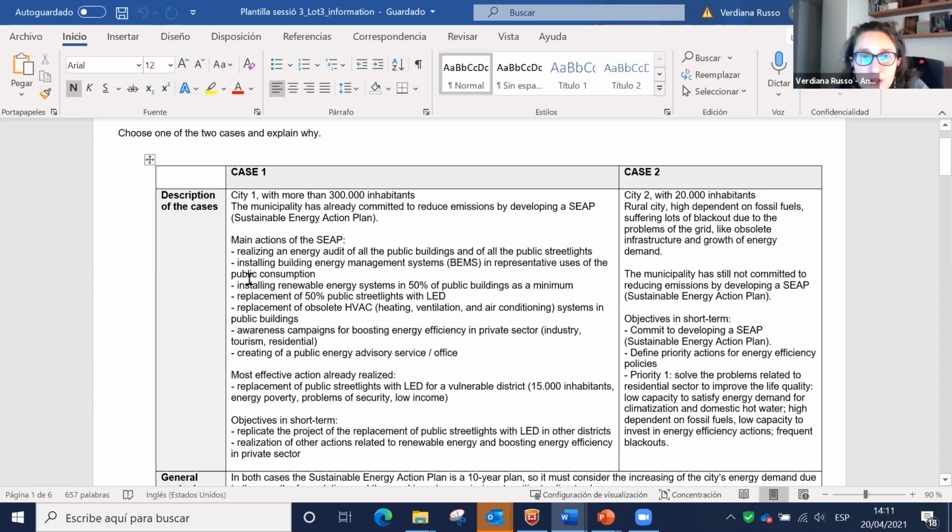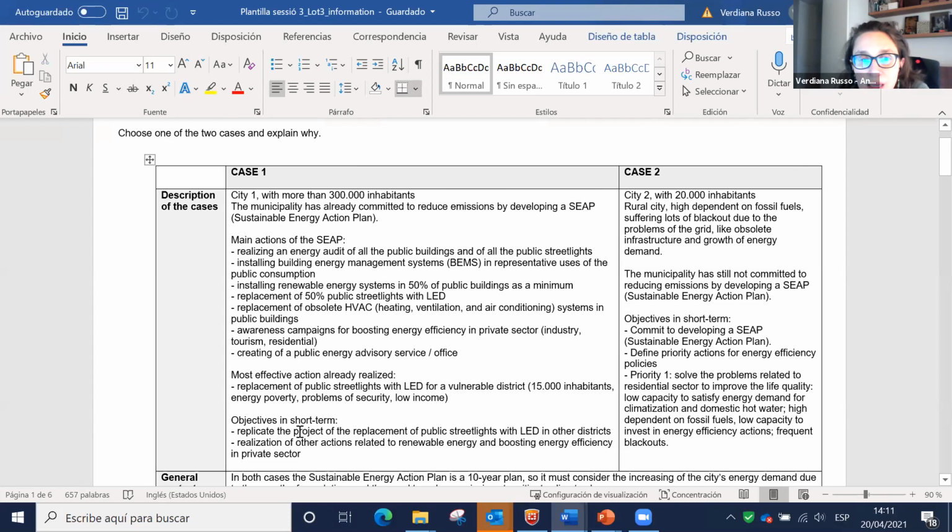So this city has already implemented some actions. The most effective one is the replacement of public streetlights with LED in a vulnerable district of more or less 15,000 inhabitants. This action was realized in a district with problems of energy poverty, security, and low incomes. It ended successfully, and so the city has new objectives in the short term.